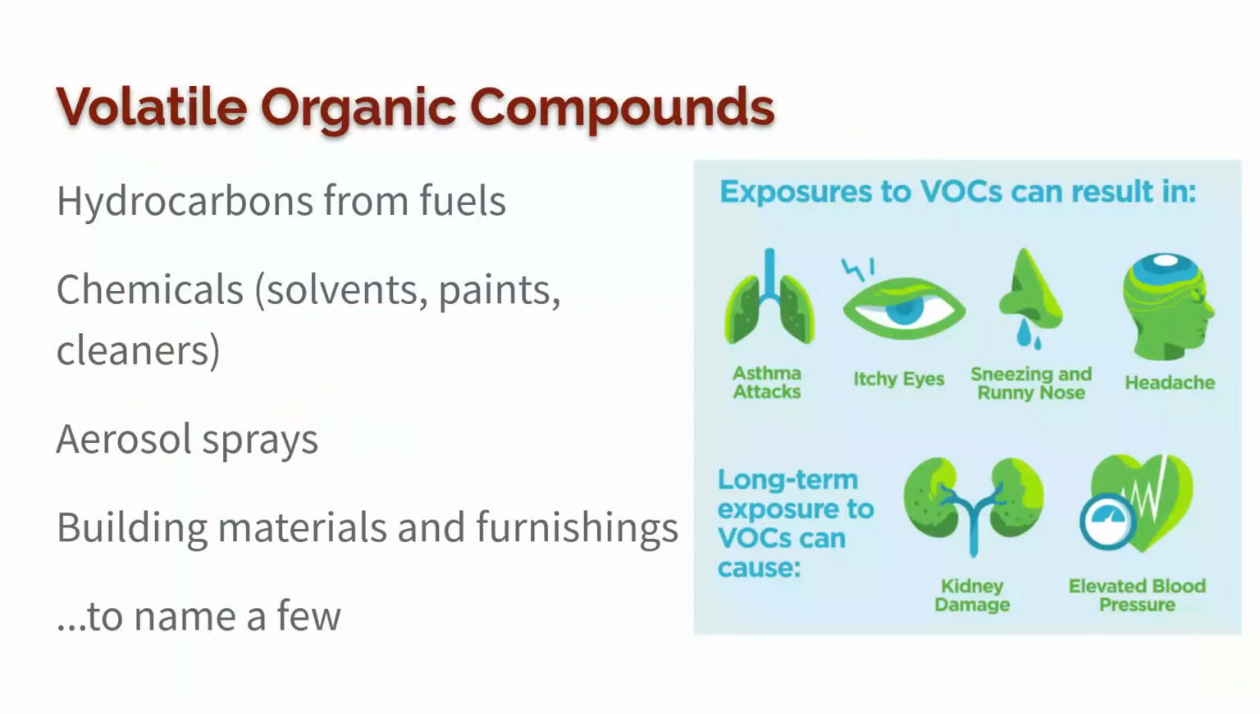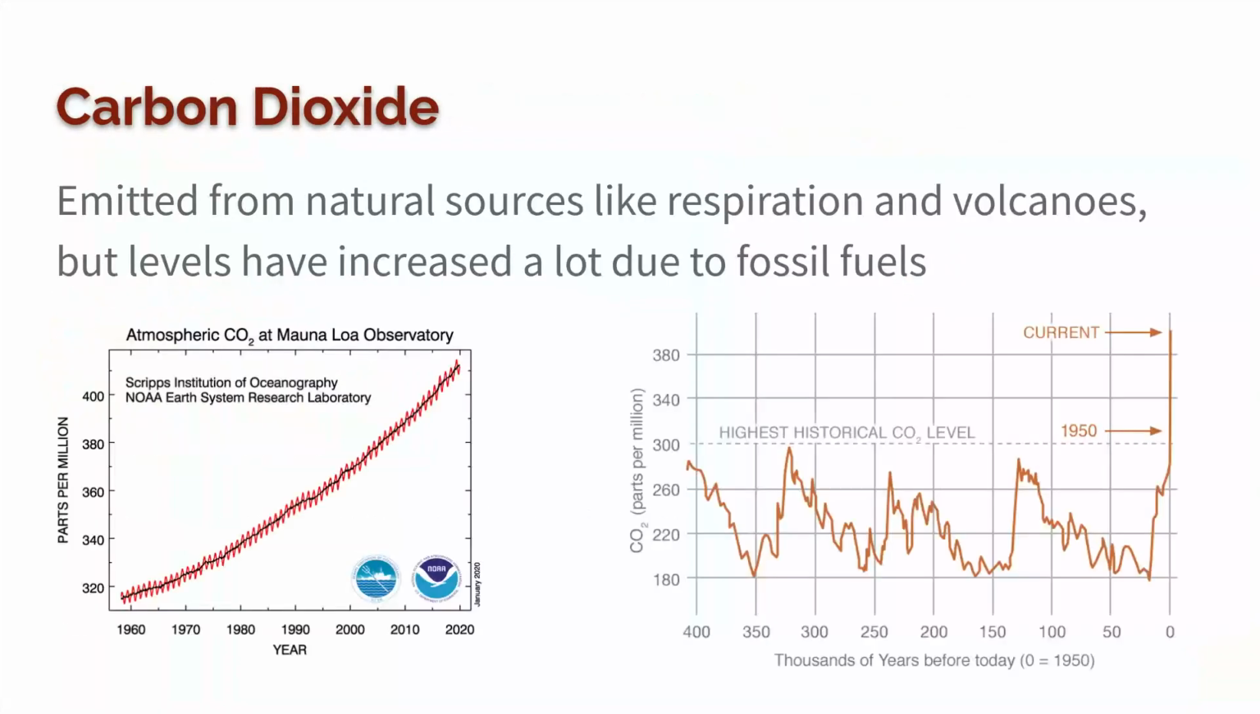Volatile organic compounds, like I said, are compounds that vaporize really easily. Those might be hydrocarbons from fuels, like the vapors coming off of gasoline, chemicals like solvents, paints, cleaners, aerosol sprays, building materials and furnishings, just a whole host of them. And it really just depends on what the source is. Like we all know that smell, like a new car or new furniture. What you're smelling are volatile organic compounds. There are natural sources, but we're concerning ourselves with the unnatural sources.